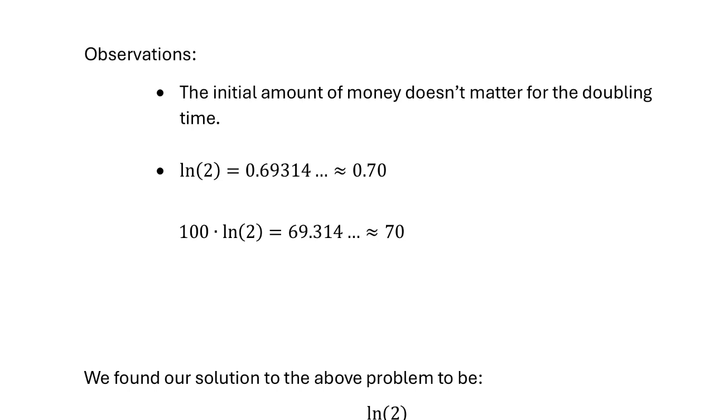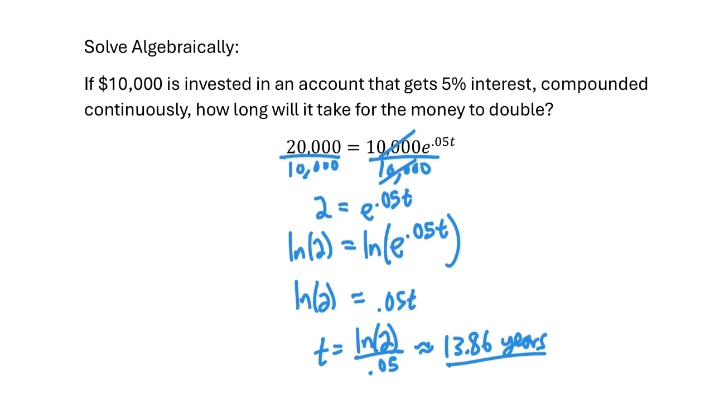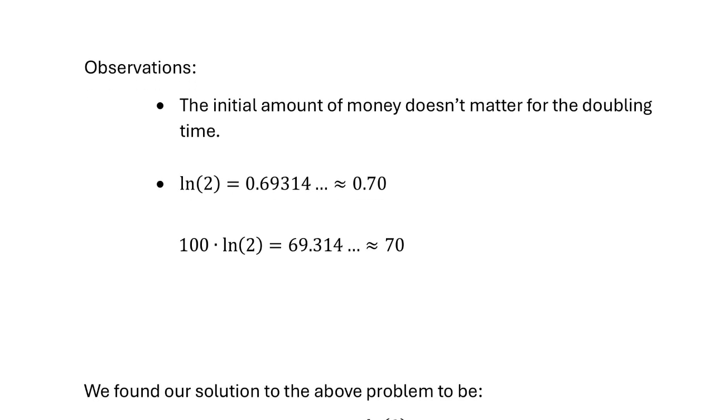Now, a couple things we want to observe is that, first of all, the initial amount of money doesn't matter for the doubling time. So if we go back up and look at our equation, if our initial amount of money had been something different, so instead of $10,000, if we'd had, say, $15,000, our doubled amount would be $30,000, but when we divide both sides by 15,000, we would still end up with 2 right here. So no matter what your initial amount of money, you always end up with 2 on the left side. So that's the algebraic reason why the initial amount of money doesn't affect the doubling time.